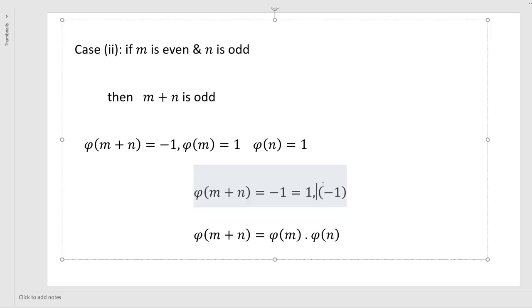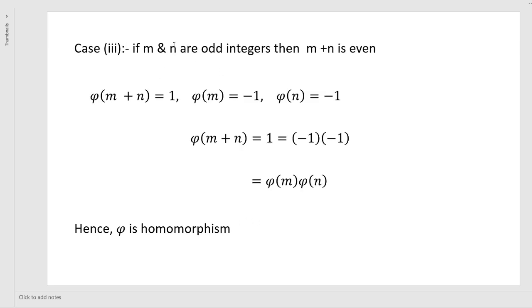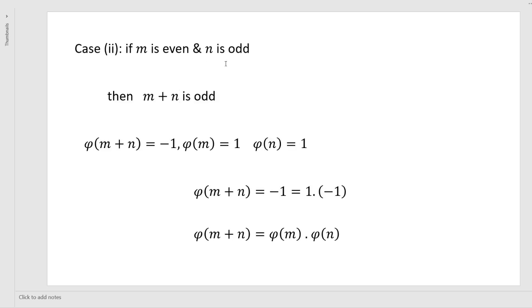This is not a comma, this is just a product. So this can be written as phi of m into phi of n. So we proved the homomorphism for m even and n odd. Next, if m and n are odd integers. In the case of m even and n odd, or m odd and n even, we have the same result, because m plus n is odd.